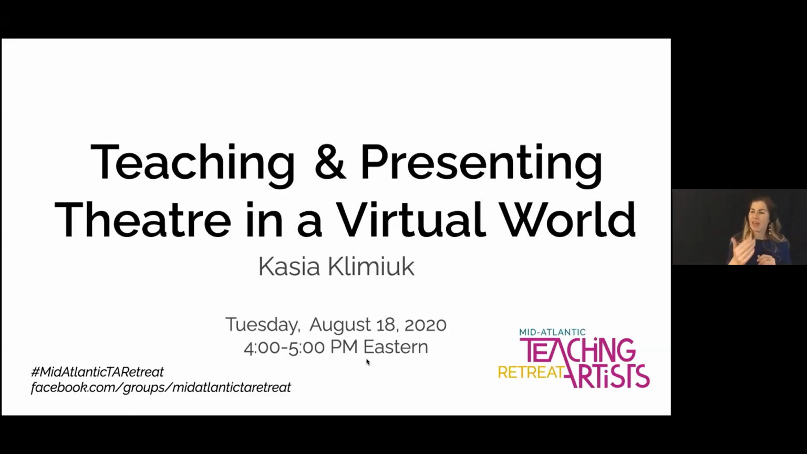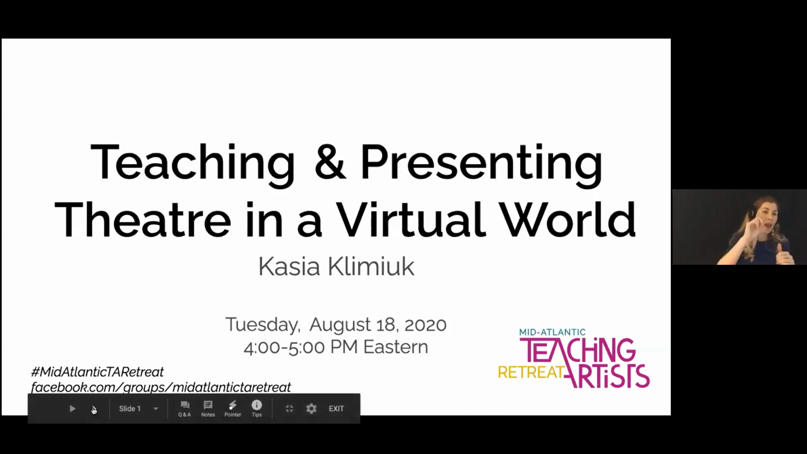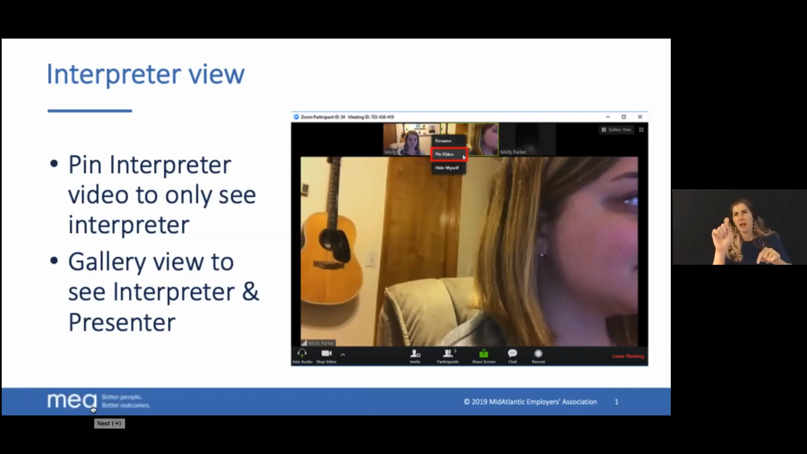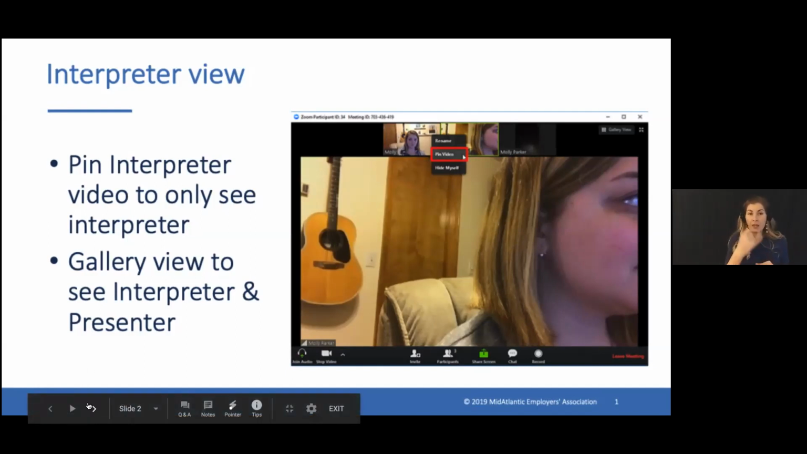Great, thank you, Christine. On the next slide, I'm going to show you how you can pin the interpreter. If you want to pin the interpreter, you can scroll through to find the interpreter's video or webcam listed as interpreter-Laura. You can pin the interpreter by pointing your cursor to the top right of her video and clicking those three dots, then selecting Pin Video from the drop-down menu. If you'd like to see everybody who has their webcam on, click Gallery View at the top right of your screen. To come back, click Speaker View.